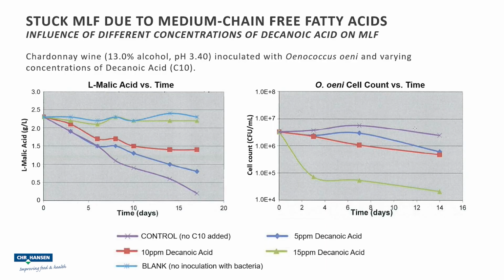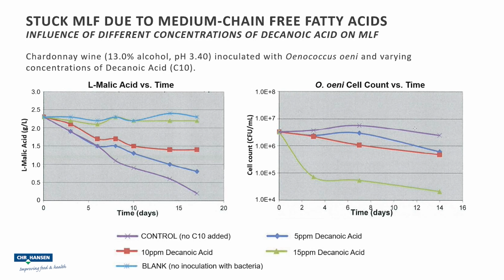To help demonstrate the importance of controlling medium chain free fatty acids, we have some experimental data that we've run here on the screen. We've taken a Chardonnay with 13% alcohol at pH 3.4, and we've inoculated with a strain of Oenococcus, one of our Viniflora strains. And we've done a few treatments where we've also inoculated with decanoic acid, C10. Now, the purple line on the left and right graphs, so on the left, the malic acid, and on the right, the cell count, it proceeds normally. Malolactic fermentation completes in 7 days, and there's a healthy population.